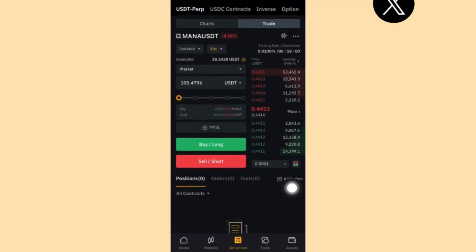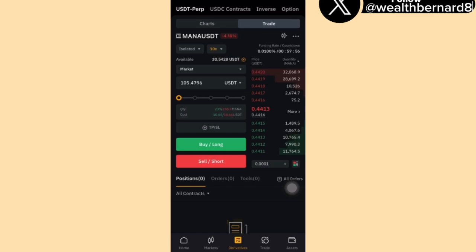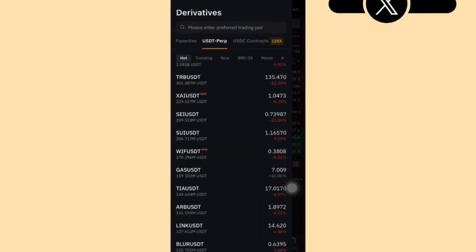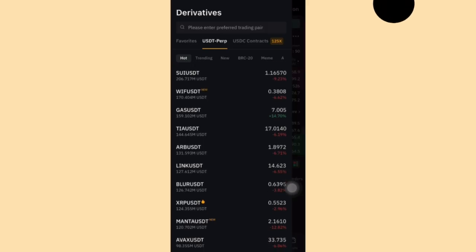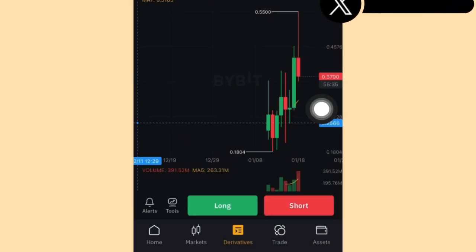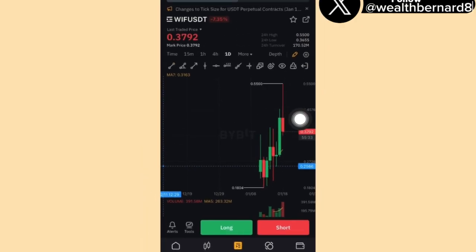So I'm not going to be using this MANA USDT again. I'm going to use a different token. I'm going to come right here, and I'm going to use a different token. Let me scroll all the way down. So I'm going to be using this, the WIF USDT. I'm going to click on it right there. So I'm going to go back to trade.